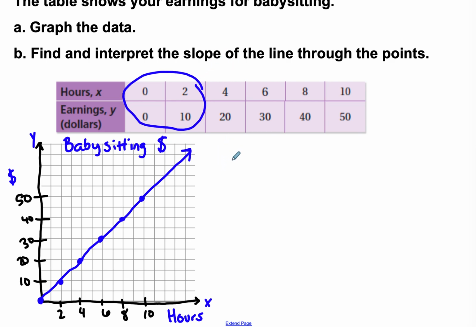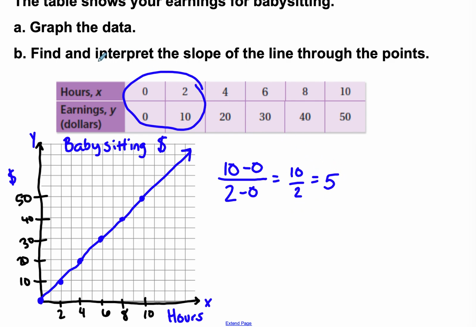If I use subtraction, remember it's y over x, 10 minus 0 over 2 minus 0 gives me 10 over 2, which simplifies to 5. Or if I wanted to count rise over run, I can count up 10. Now I can't say I'm up 2, even though it's up 2 boxes. These 2 boxes are worth $10. So it's up 10 and then over 2. So that would be this, 10 over 2 simplifies to 5.